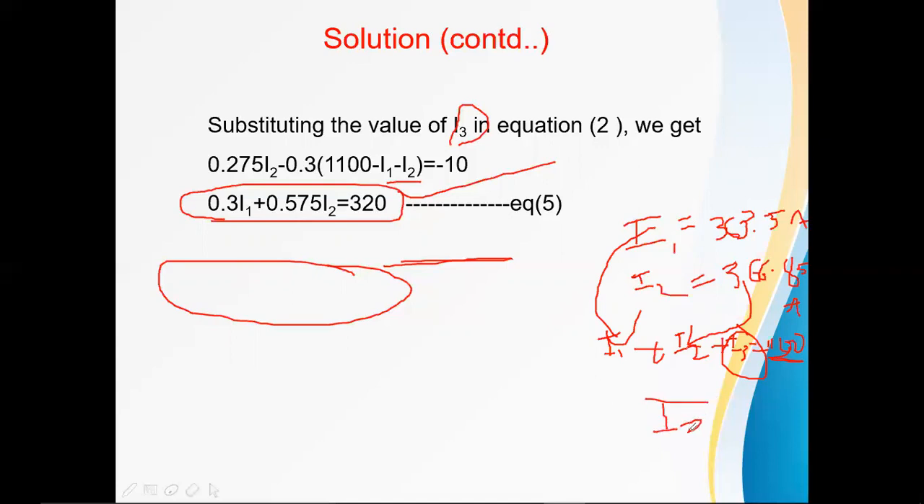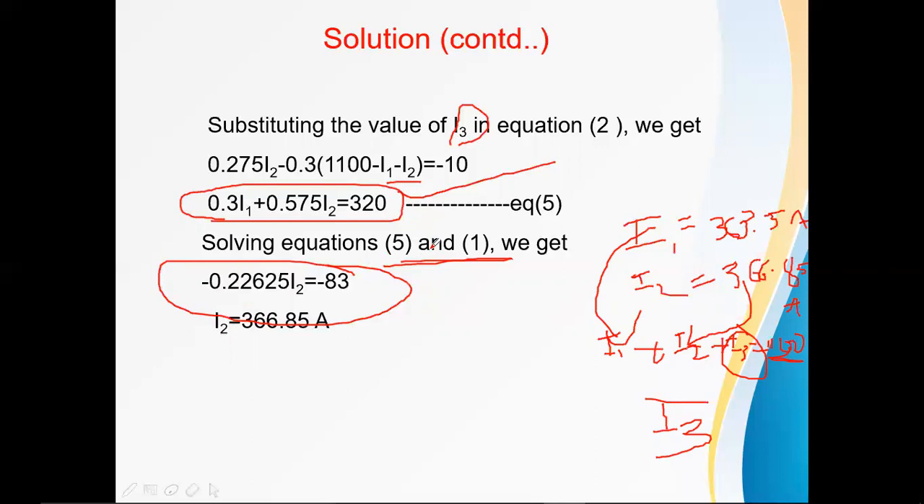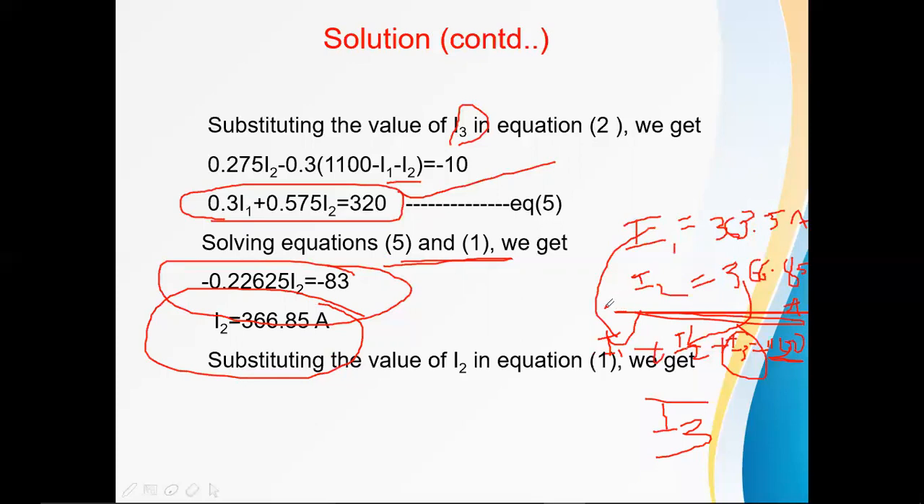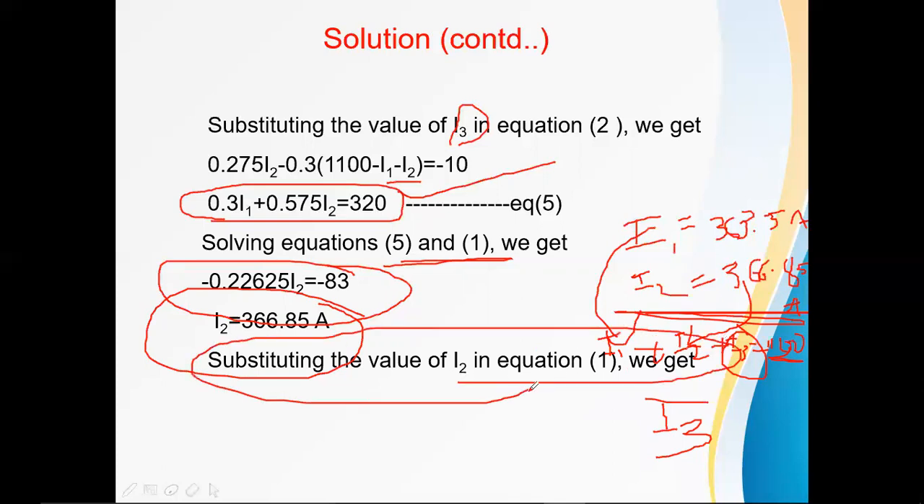Let's see this in the steps mode. After solving equations 5 and 1, you will get I2, right? This is 366.85, the I2 value. If you do it in the calci also, you will get the same value. Next, substituting the value of I2 in equation 1. Without doing all this work for equation 1, you can type all the values in the calci and you will get the unknown values I1 and I2 directly. Then you will get I1 as 363.5, the same value we already got by using the calci, right?